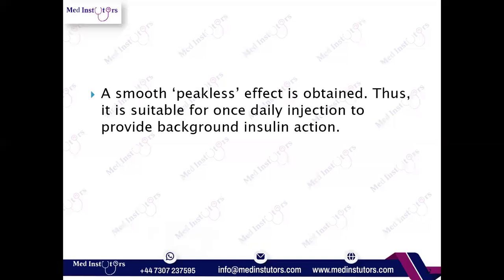That is why it is called a peakless insulin. Insulin glargine is called a peakless insulin. So remember this point also: insulin glargine is stable at pH 4, or acidic pH. It has a peakless action, that is, a smooth peakless effect is obtained when it is given subcutaneously, and it is suitable for once daily injection to provide background insulin action.